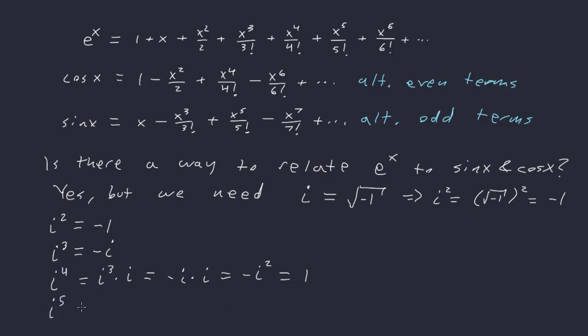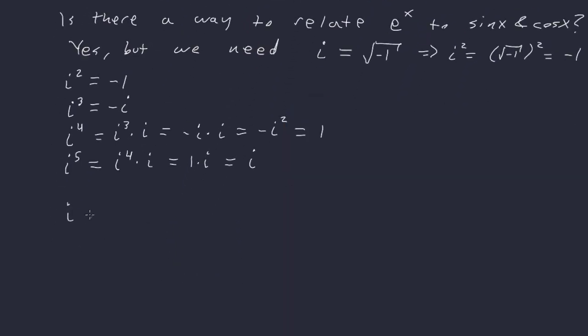Then i to the fifth is going to be i to the fourth times i. Well, i to the fourth was 1, so this will be 1 times i, so we're back to i again. Okay, so to write it in a bit more compact sense, you basically have i, i squared, which is negative 1, i cubed, which is negative i, i to the fourth, which is 1, then i to the fifth, which is back to being i, which makes i to the sixth, negative 1, i to the seventh, negative i, and i to the eighth, back to 1 again.